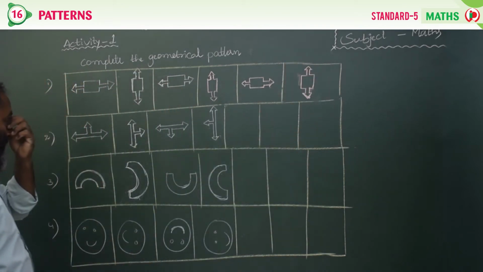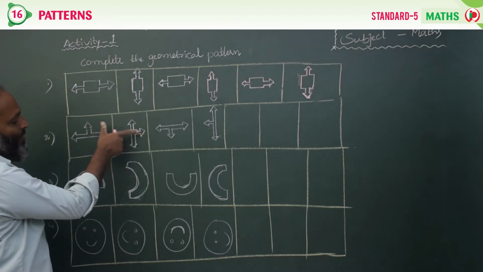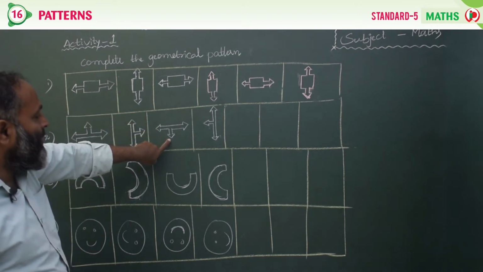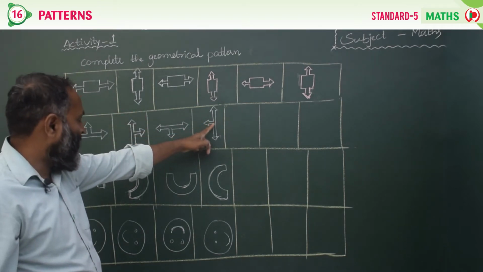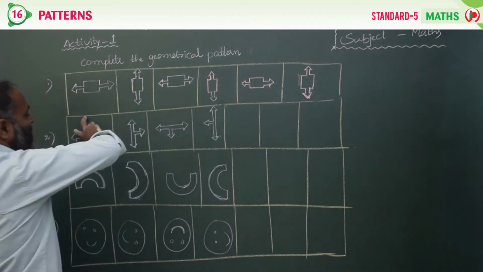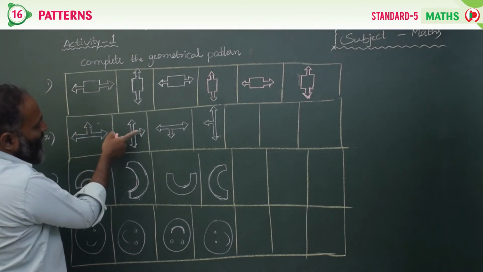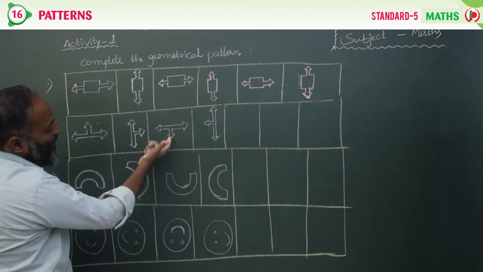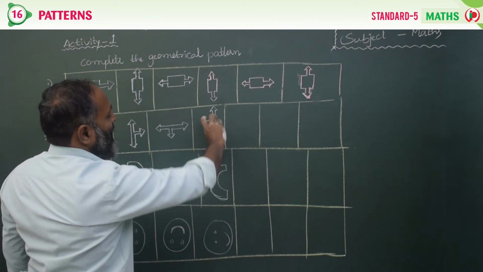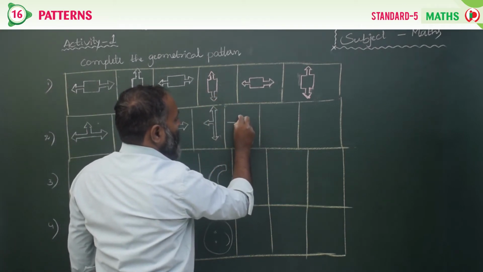Okay, now this arrow is upside. If you turn 90 degrees, it will come to the right side. Again if you turn 90 degrees, it will come down. If you turn again 90 degrees, it will come to the left side. First this is the main position. If you turn in the clockwise direction, the arrow will come here. Again if you turn 90 degrees, the arrow will come down. Again 90 degrees, it will come to the left side. If you turn again, the arrow will come upside.